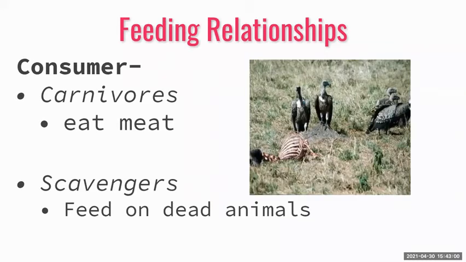Another kind of carnivore is a scavenger. So scavengers don't hunt living organisms. They literally feed on animals that have already died. So any decomposing organisms or freshly dead organisms, these scavengers like vultures, literally vultures, will come and pick off the meat from the bone.